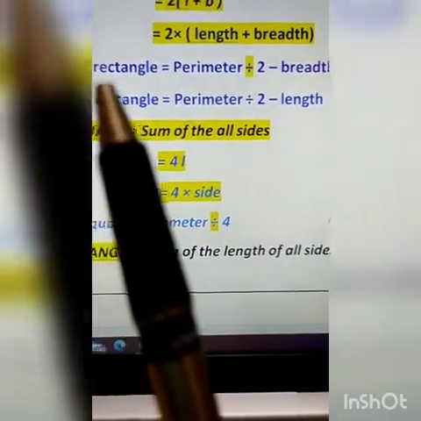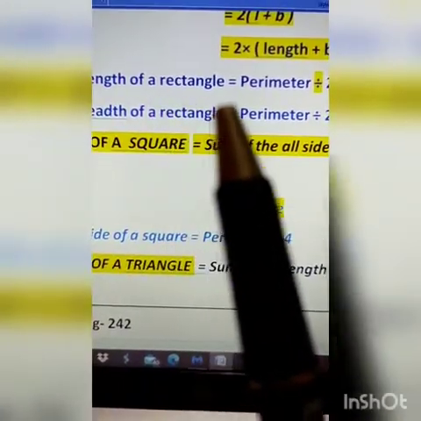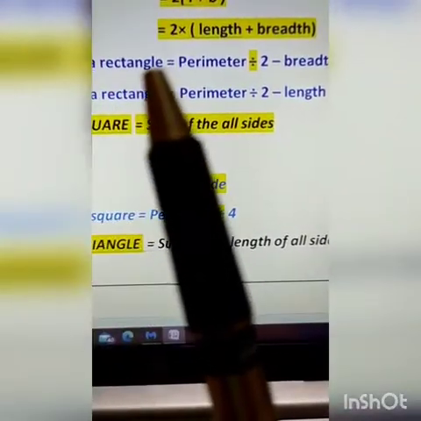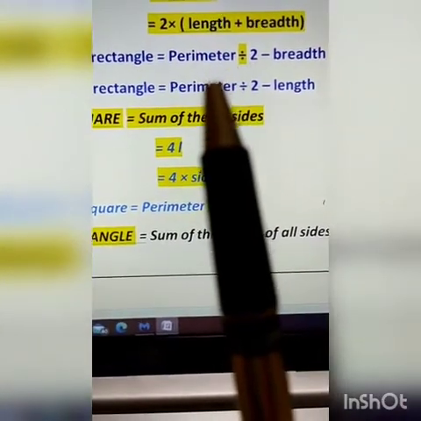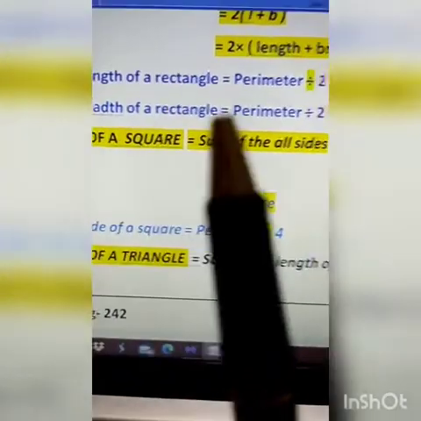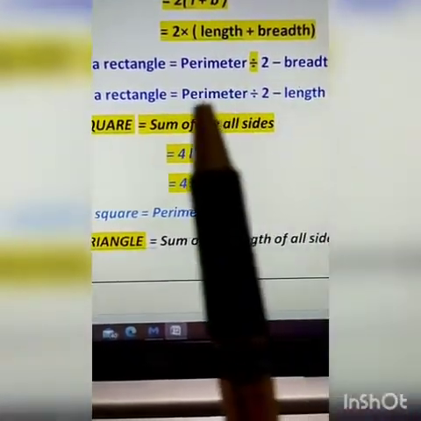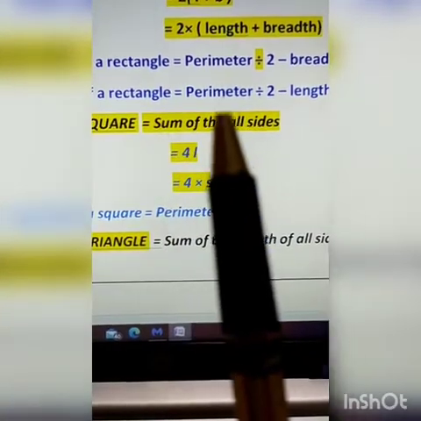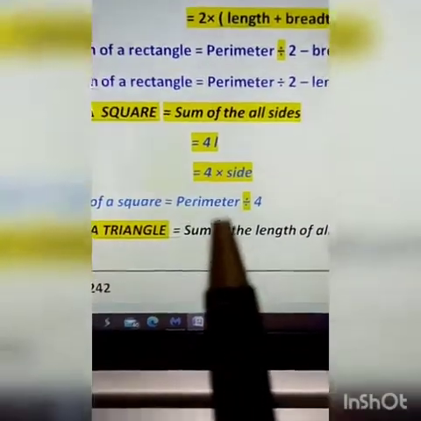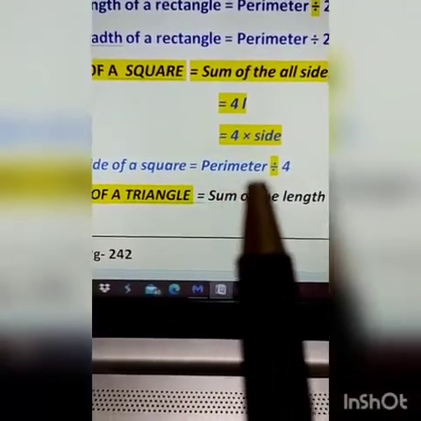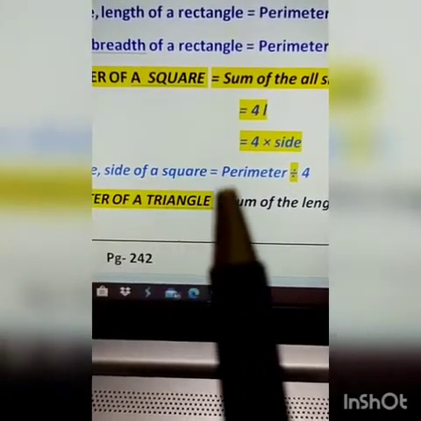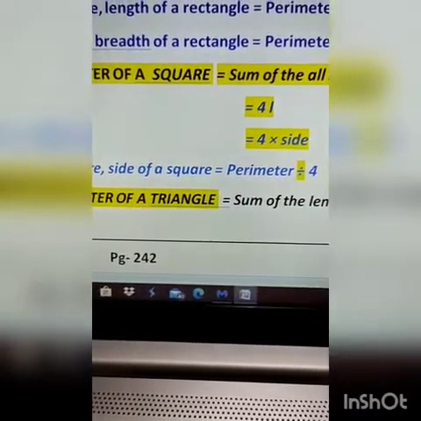So, again repeating, if length you have to find out and breadth and perimeter is given, then length of a rectangle is equal to perimeter divided by 2 minus breadth. And if you need to find out breadth and perimeter and length is given, then the breadth of a rectangle is equal to perimeter divided by 2 minus length. Similarly, if perimeter of a square is given and you need to find out side of the square, then side of the square is equal to perimeter divided by 4.